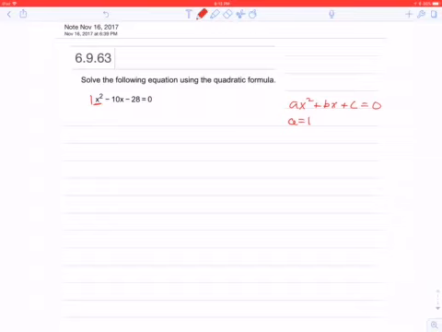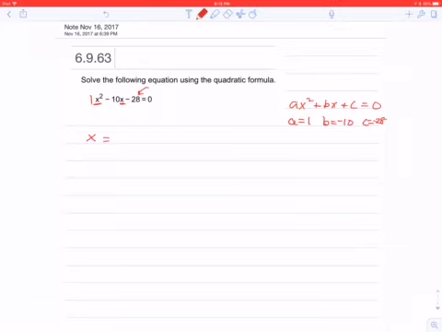B is the coefficient of our x term. So in this case, b is negative 10. And c is our constant, so it's a negative 28. So we'll substitute the values for a, b, and c into the quadratic formula.